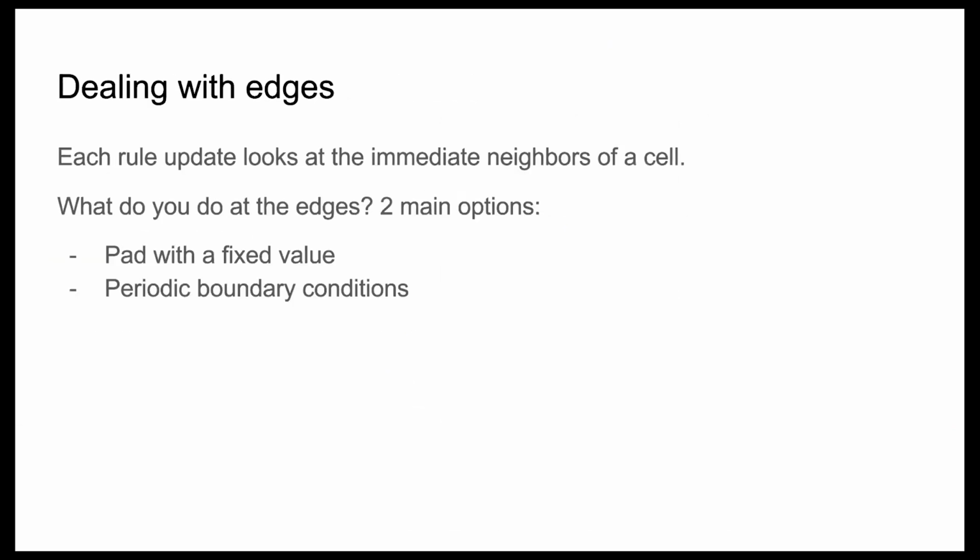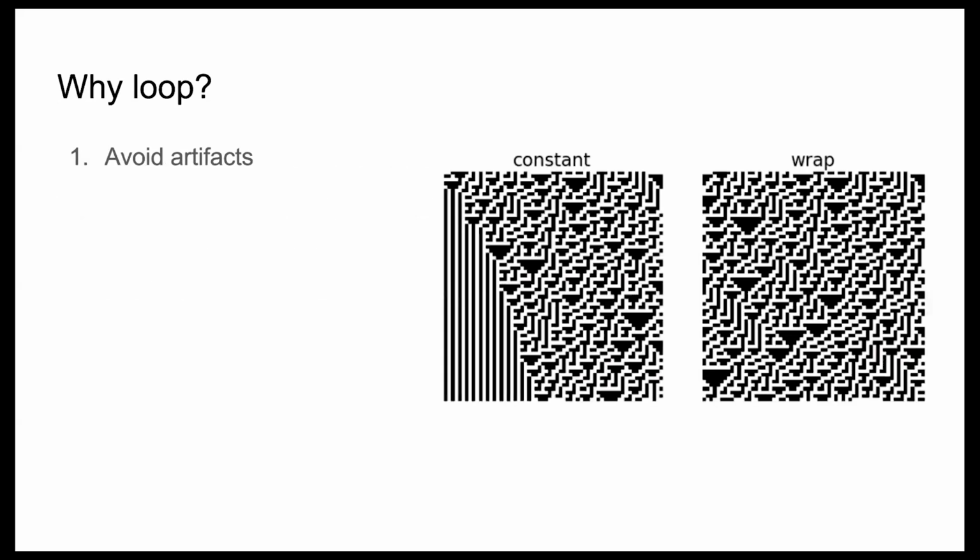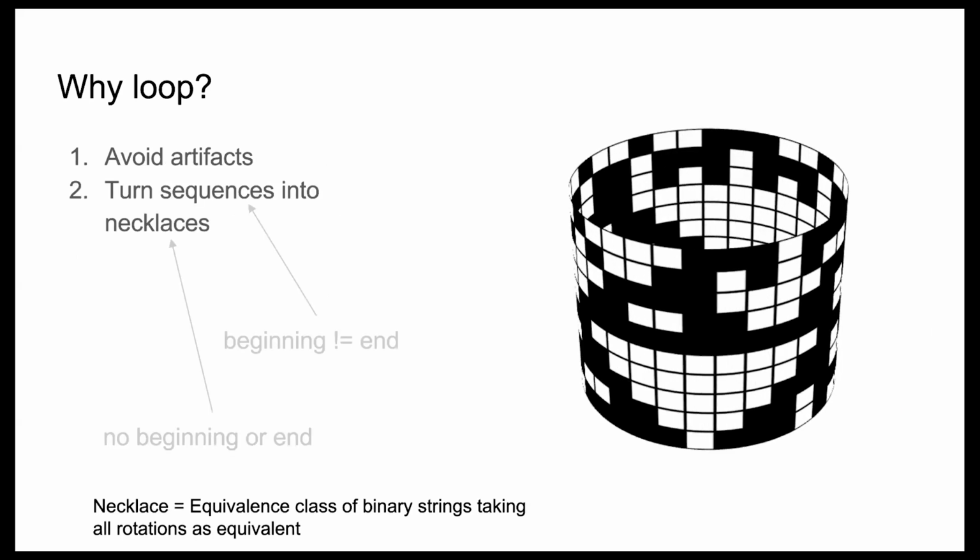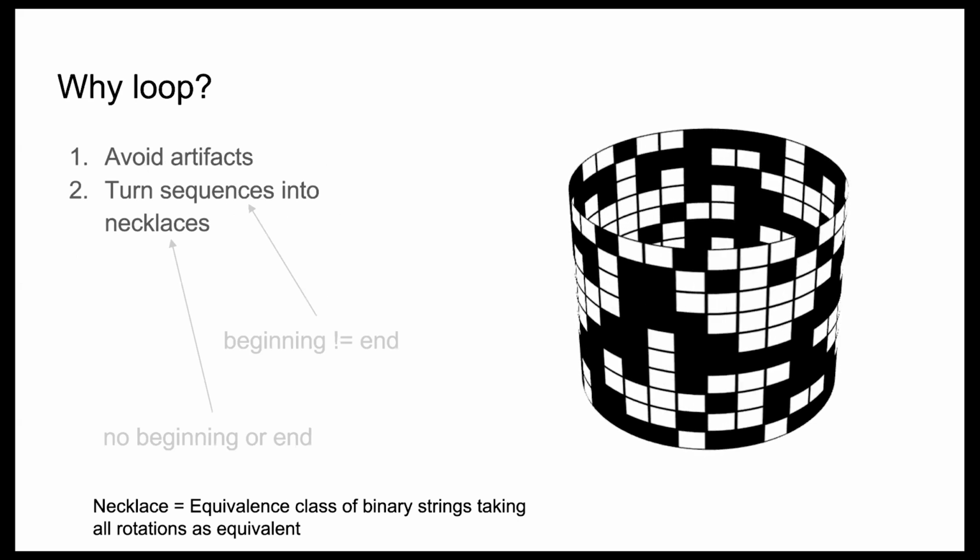However, when you implement this and run them, you have to make some decisions about what to do, mostly when you get to the edges. You have 2 main options there. You can pad with a fixed value, or you can apply periodic boundary conditions, so looking over all the way to the other end. One of those options is clearly superior. The looping boundary conditions, for example, avoid some artifacts. In the case of this specific rule, you can see that if you have a constant padding, you would introduce some artifacts. But most importantly and relevantly to this talk, you turn the sequences into necklaces.